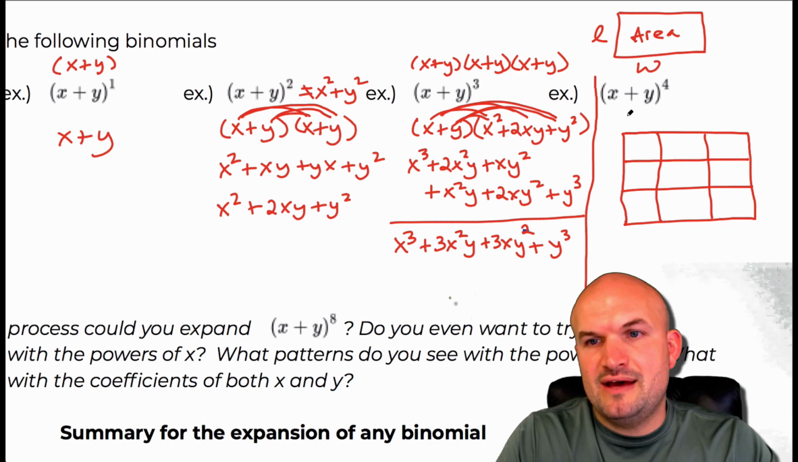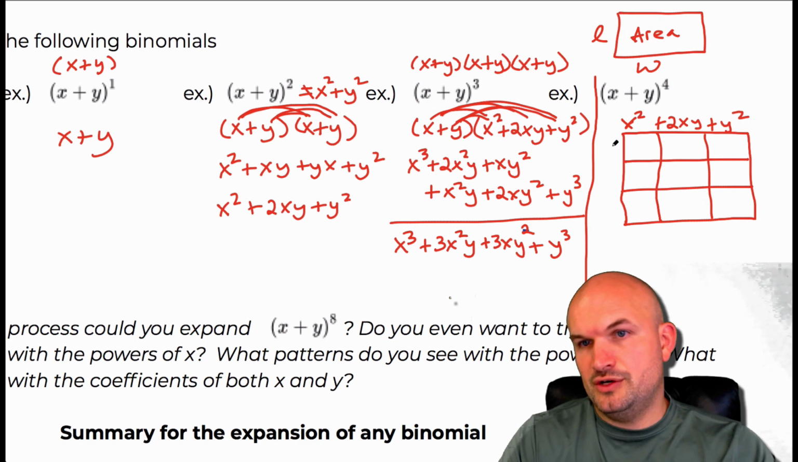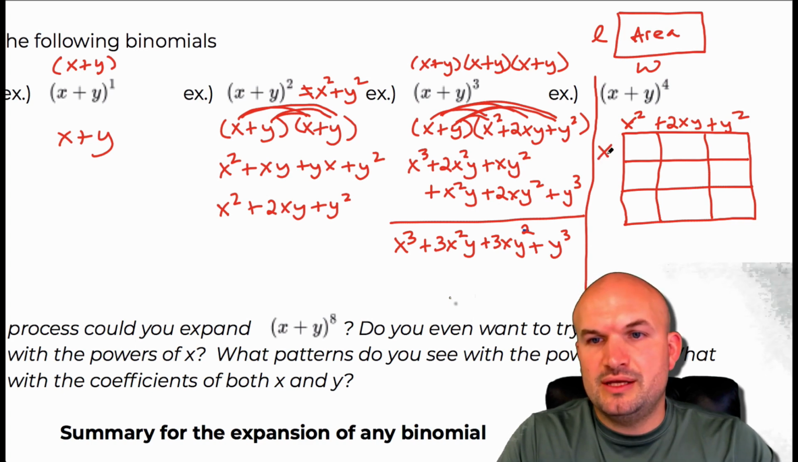Okay, so again we have x squared plus 2xy and plus y squared. And then the other length, the other x plus y squared, is going to be along the length: x squared plus 2xy and then plus y squared.